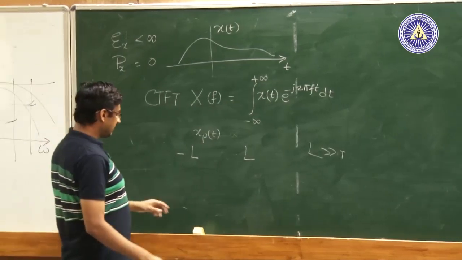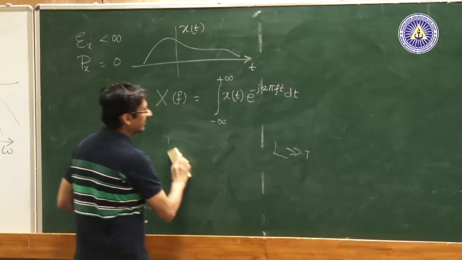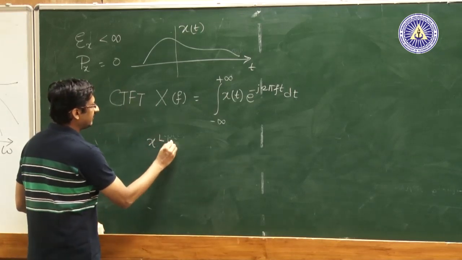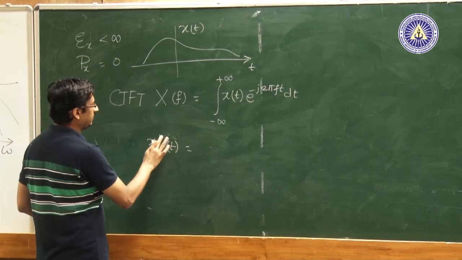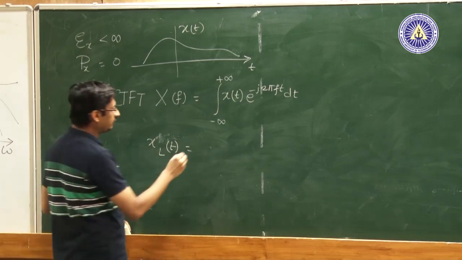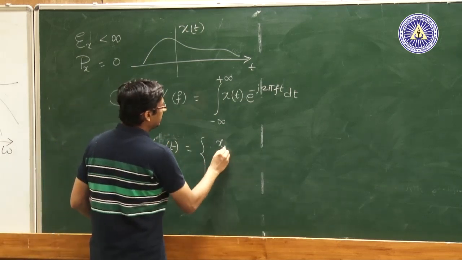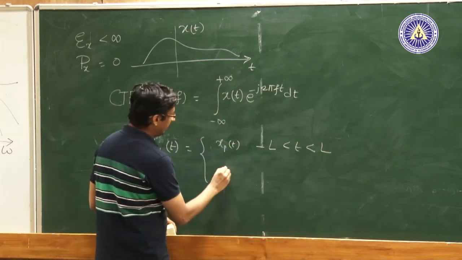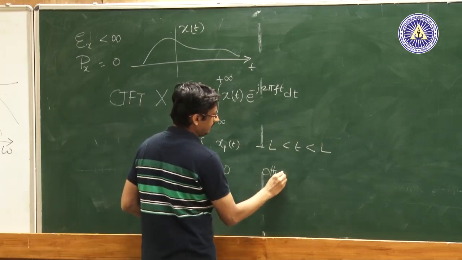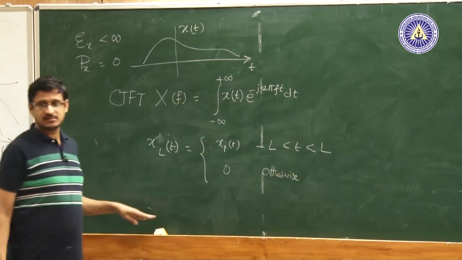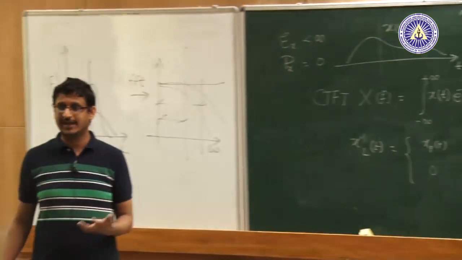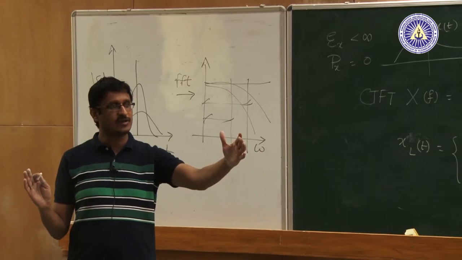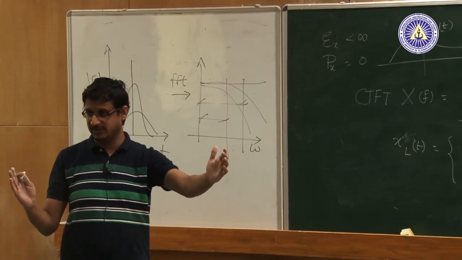Such a signal can be called a truncated periodic signal, and we can write that as xl of t, with a subscript, defined as xp of t for minus L to less than L and 0 otherwise. This is called a truncated periodic signal. So, L is much larger than t, but it is still finite. So, you have a periodic signal, but it is finite over a certain range.